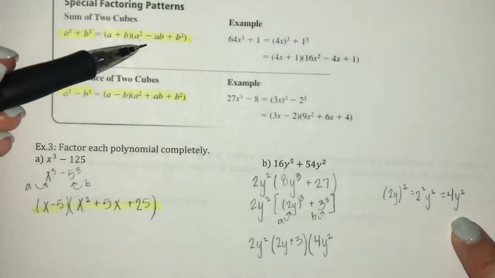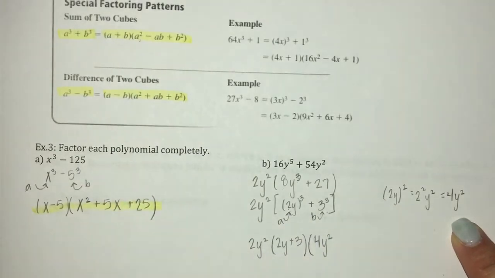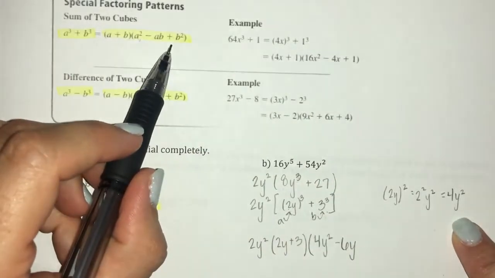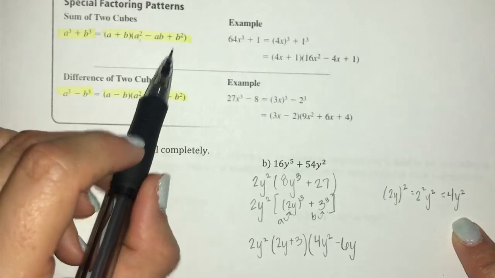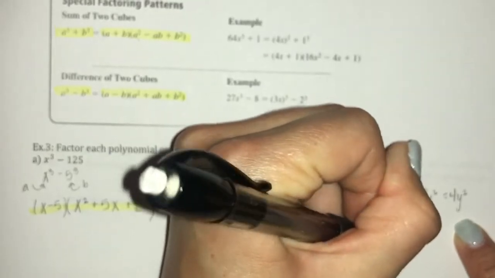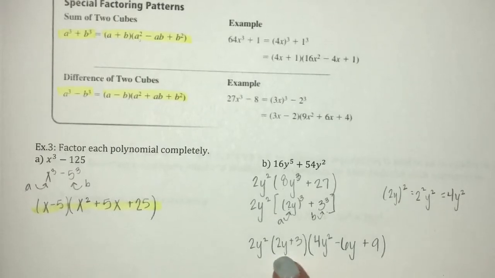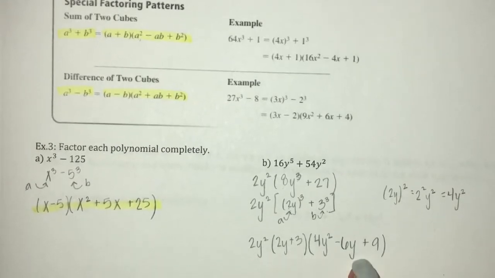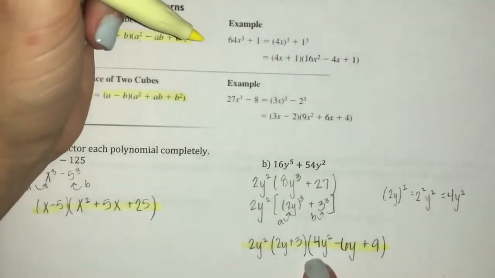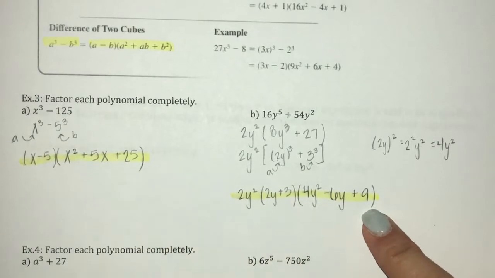So 4y squared, and then minus ab. So minus 2y times 3. 2y times 3 is 6y, so it'd be minus 6y. And then plus b squared. b was 3, so b squared would be 9. So plus 9. So 2y squared times 2y plus 3 times 4y squared minus 6y plus 9. And this trinomial kind of looks like it could be factored further, but you'd be looking for factors of 4 times 9, so 36, that add up to negative 6, and those also don't exist.